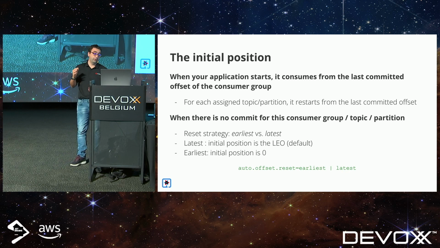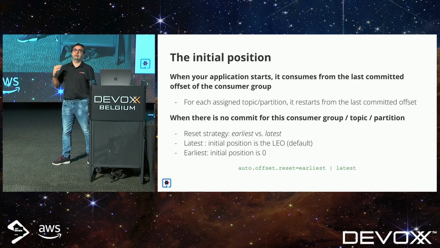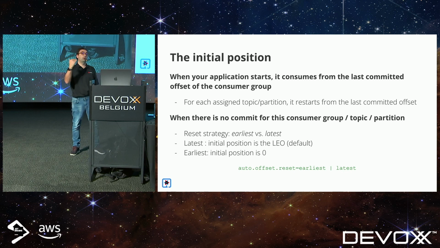This is the default strategy, what they call latest, and I recommend using earliest every time, which means that even if stuff has been written before you arrived, you will restart from the beginning of time instead of just everything after that. Because at least if you commit, you will commit things you have really processed and not things that you ignored. So configure that with auto.offset.reset equals earliest, which I recommend, or latest, which is the default. And the reason is the initial position with latest is the LU.